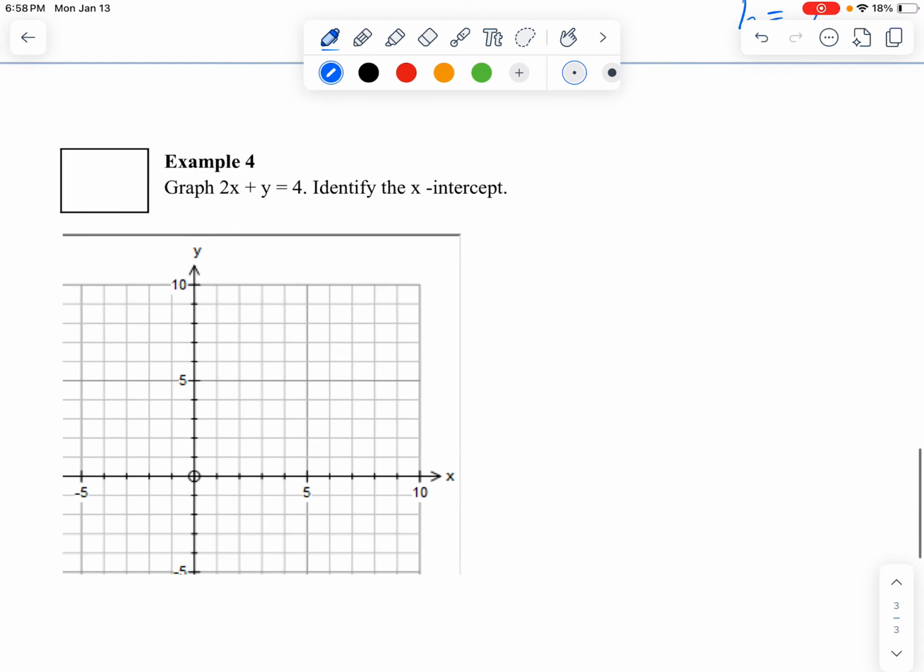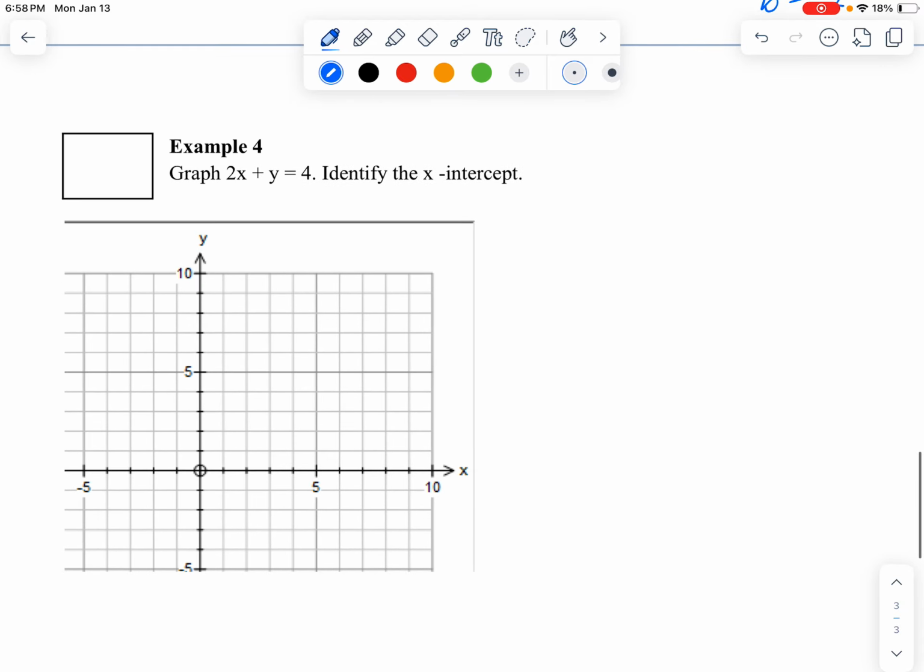All right, moving on to graphing. So we have to get this first into our proper form. That's quick and easy because I've got a positive y already. If I minus 2x from both sides, we end up with y equals negative 2x plus 4. So again, my slope is negative 2, and my y-intercept is 4.